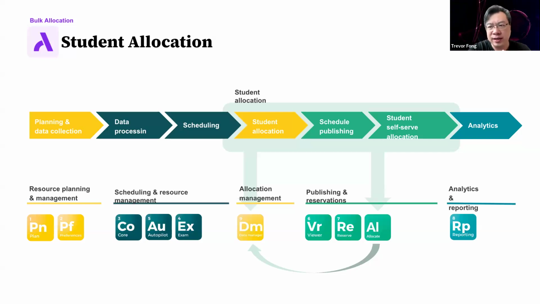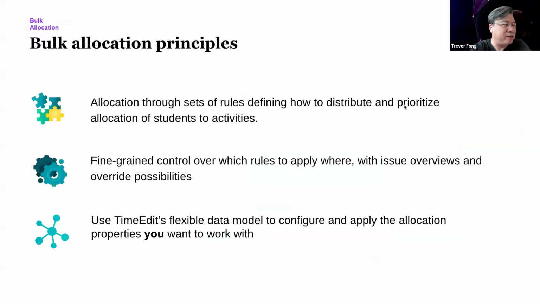We can always have a question and answer right at the end where you say, look, I understand how it works. Could you do this? So I think keep your mind open in regards to that. Now, as what RJ was talking about, what we want to do is actually allocate through a set of rules defining how to distribute and prioritize allocation of students to activities.